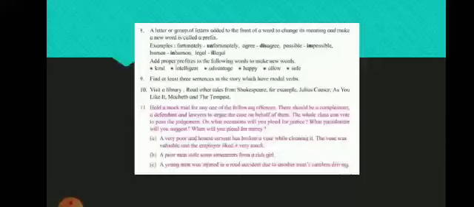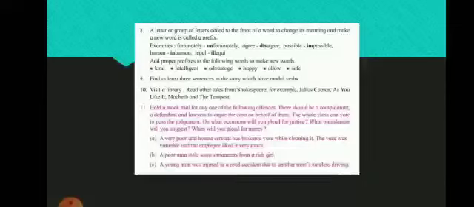The whole class can vote to pass the judgment. Whole class can vote to pass the judgment means the decision. On what occasions will you plead for justice? Make an emotional appeal for justice. What punishment will you suggest? Means what punishment should be given to the culprit. When will you plead for mercy? When will we make an appeal for mercy? So all this we can do in class.